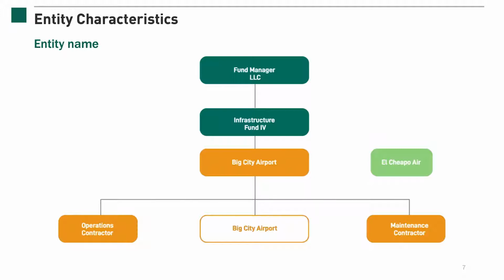Information pertinent to the asset assessment for Big City Airport may come from Big City Airport Management itself, the operations contractor, or the maintenance contractor. In some cases, Fund Manager LLC may also provide relevant information for the assessment. The airline El Cheapo Air, although a user of the airport, is outside of the reporting entity boundary, and so information relating to El Cheapo Air would not typically be relevant to the assessment.